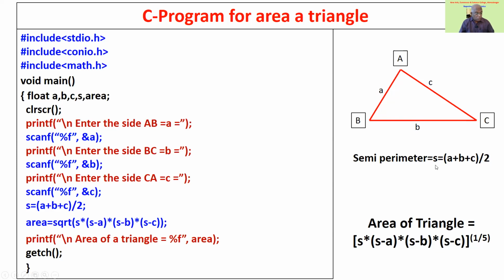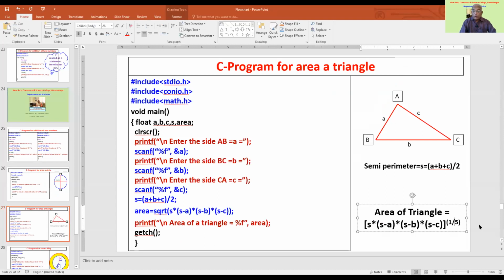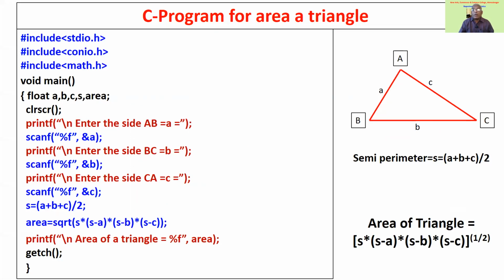Semi-perimeter S is equal to... semi-perimeter. Now perimeter means the sum of all sides together, the total of all boundaries. Semi means half of it. So perimeter is A plus B plus C, divided by 2 is the semi-perimeter.